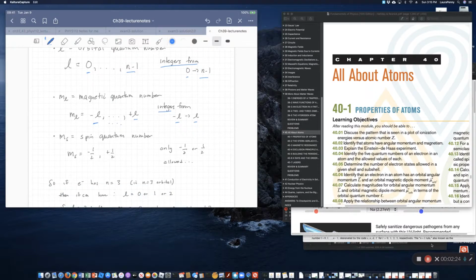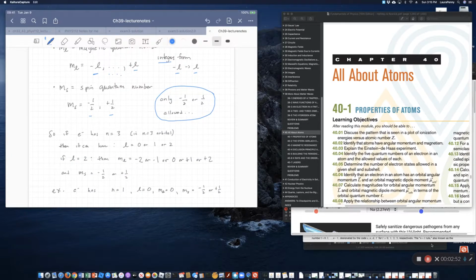And then finally, the last one is m sub S, which is the spin quantum number. m sub S just has 2 choices. It always has 2 choices: either negative 1/2 or plus 1/2. That's specific to a type of particle like an electron that has 1/2 spin. So it can have either down by 1/2 or up by 1/2. There's a lot more that goes along with this that you would learn in quantum mechanics.